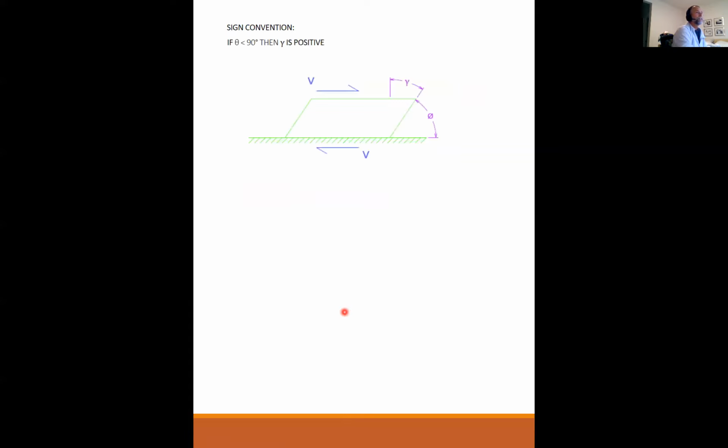Okay, so we have a sign convention here. If the block is shoved over to the right, such that theta, as measured on the right-hand side, is smaller than 90 degrees, then that is a positive gamma. That's a positive shear strain. If it is the opposite, if theta is greater than 90, theta being measured on the right-hand side, that means it's being shoved to the left, and that is indicative of a negative shear strain.